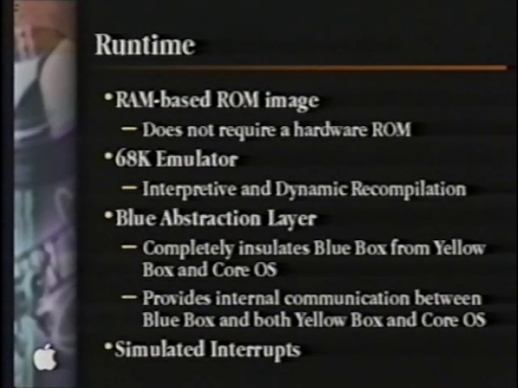And we have this blue abstraction layer that completely insulates blue from yellow. The blue abstraction layer is the only way that we can communicate between the blue box and the core OS, and the core OS actually can't communicate with blue. It's all done via interrupts, just like the real blue box is, just like the real Macintosh is.